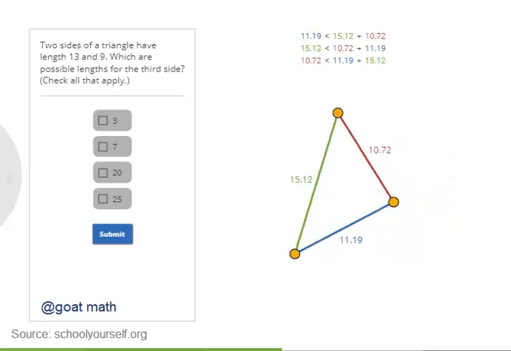So after you've played around a bit, try answering this question. If 2 sides of a triangle have lengths of 13 and 9, which of these choices are possible lengths for the third side?